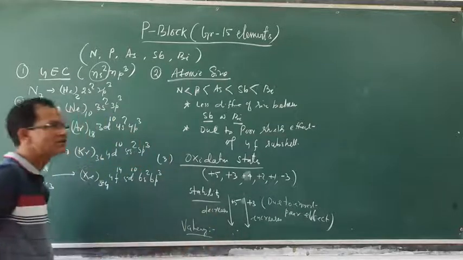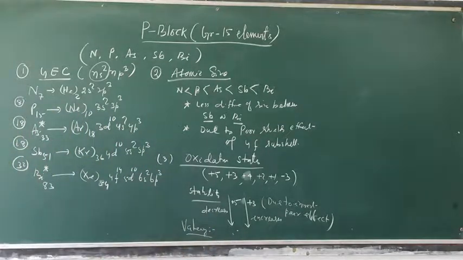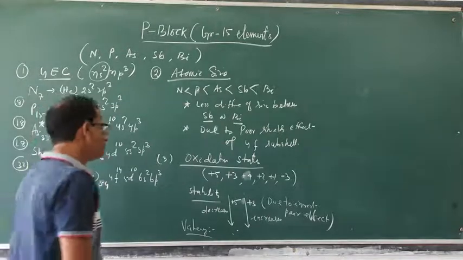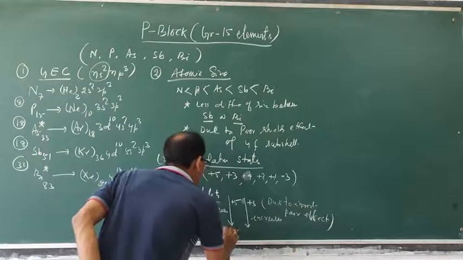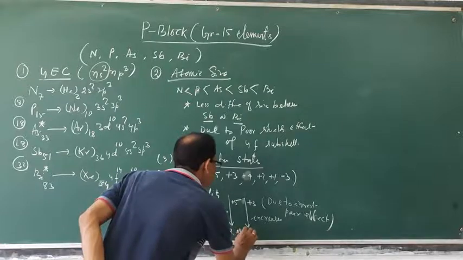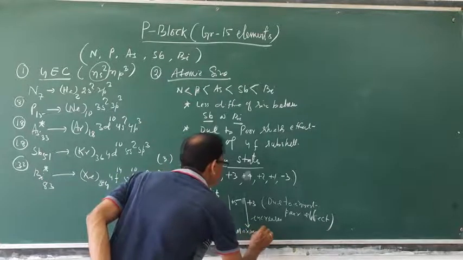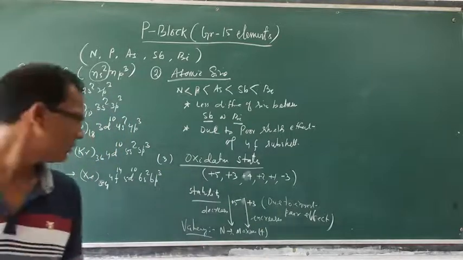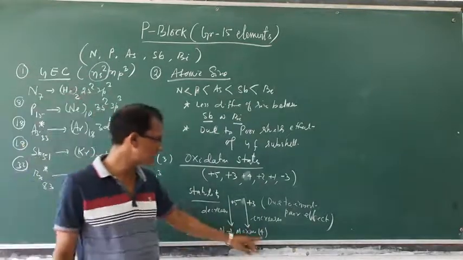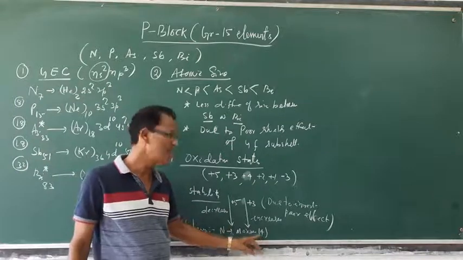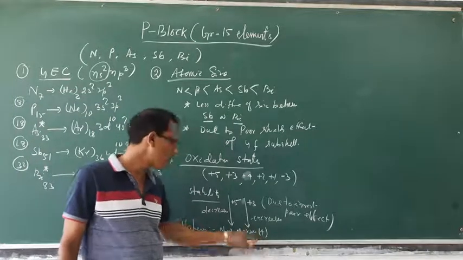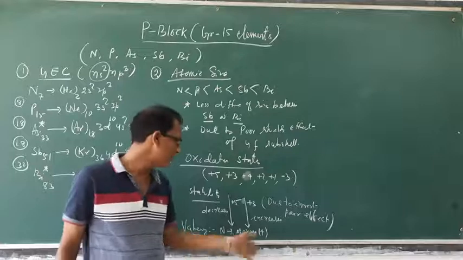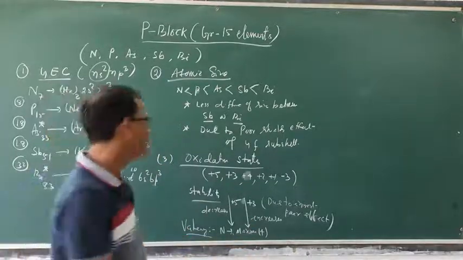If you see the valency, nitrogen shows a maximum of 4. Nitrogen shows valency maximum 4. Covalence of nitrogen is 4. Why not more than 4? Because of the absence of a vacant d orbital.